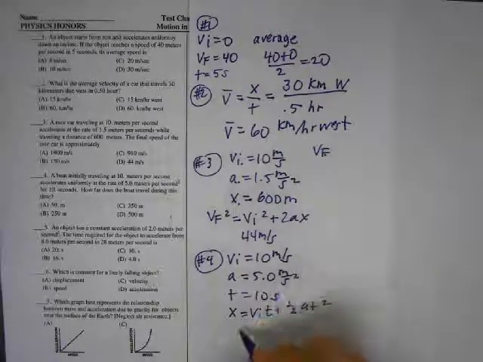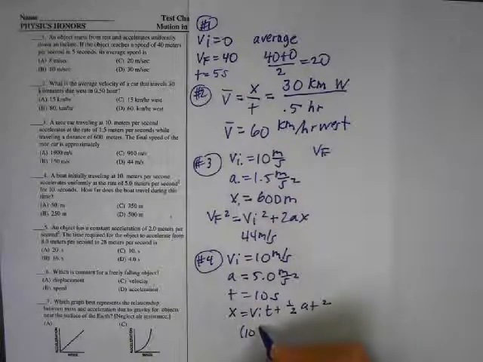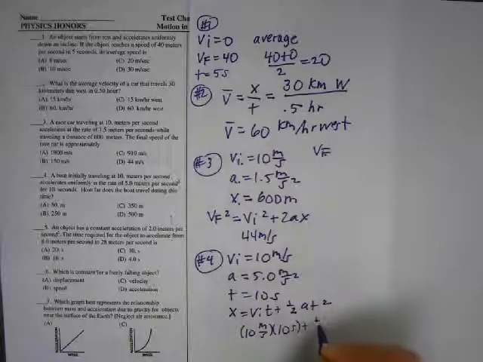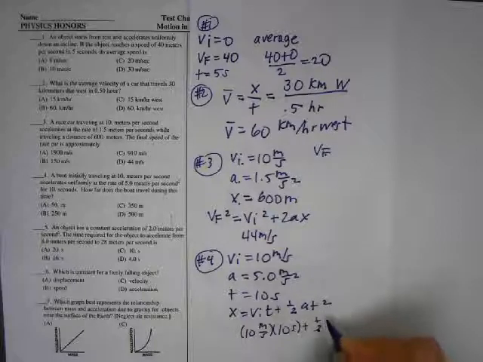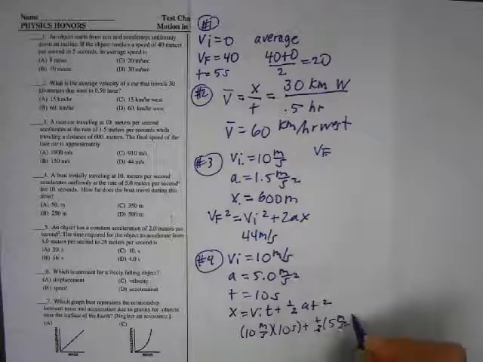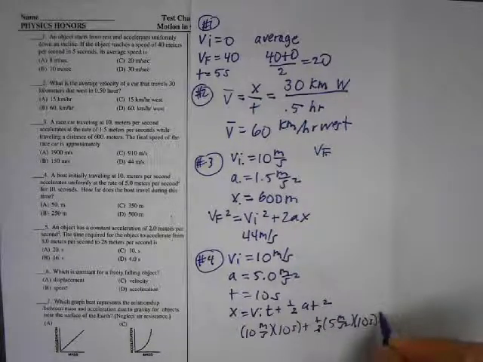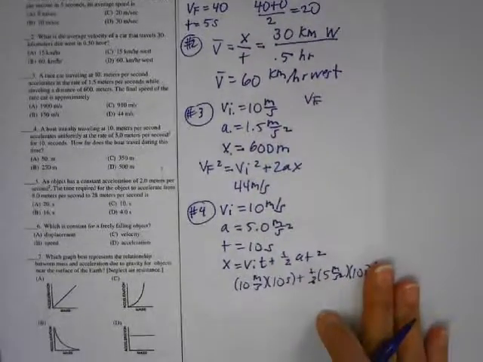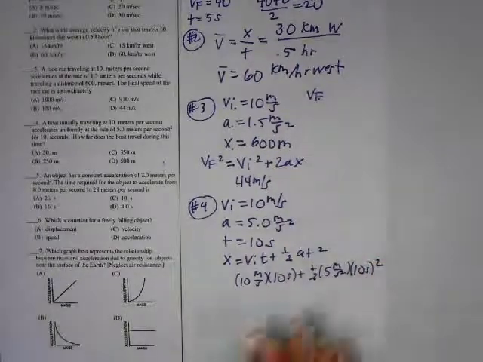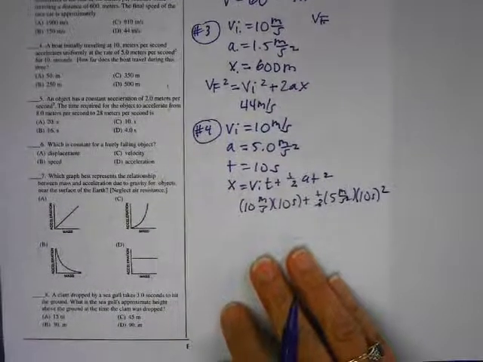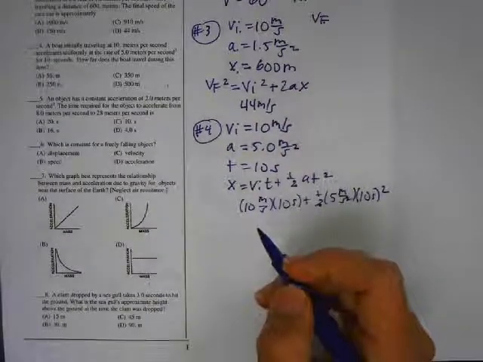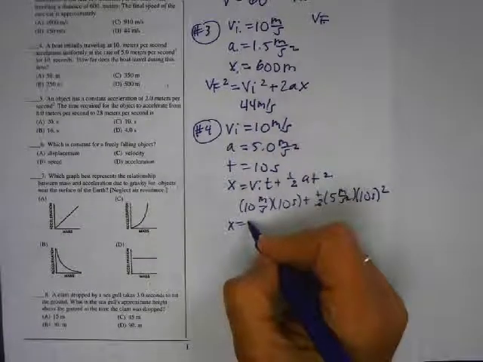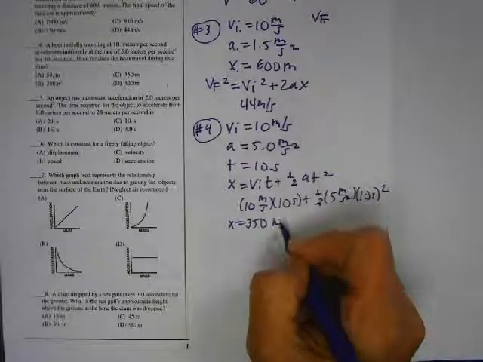And then I'm going to substitute in my values: 10 meters per second times 10 seconds plus 1/2 of 5 meters per second squared times 10 seconds squared. And don't forget to carry your units through and cancel your work in order to check it. Okay, so the answer for number 4 comes out to be 350 meters.